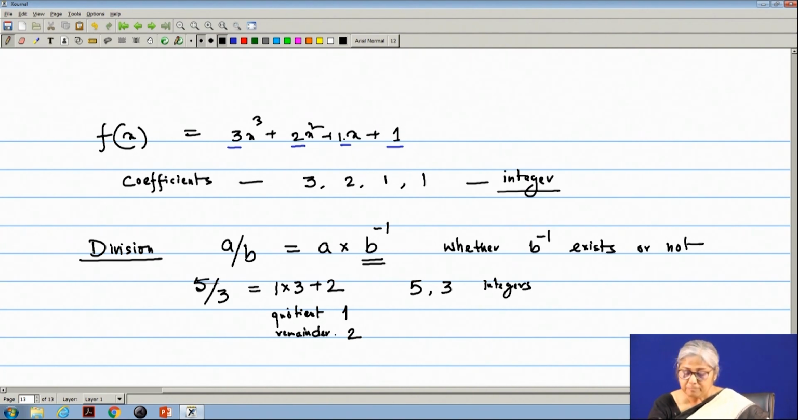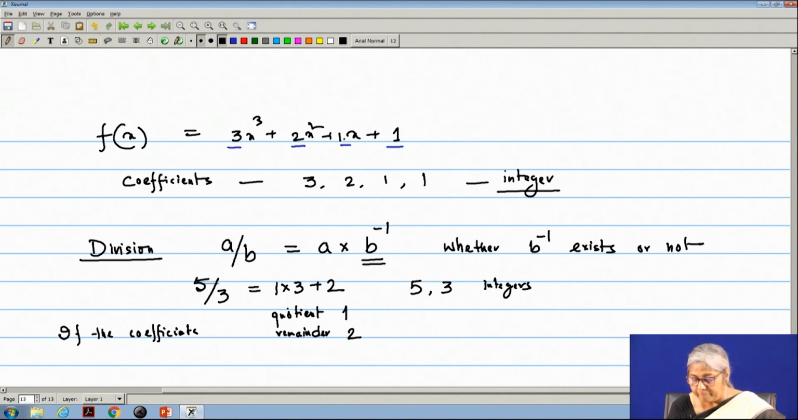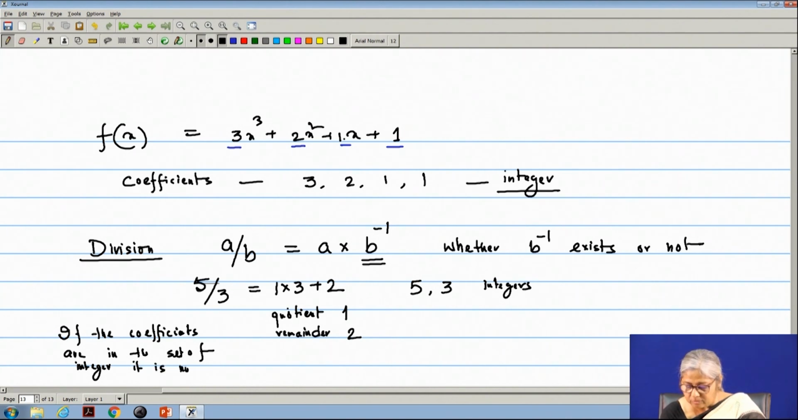So, if my coefficient sets are integers, then actually they are not forming a field. That means if the coefficients are in the set of integers, because if it is an integer, the multiplicative inverse does not exist. So, it is not a field.